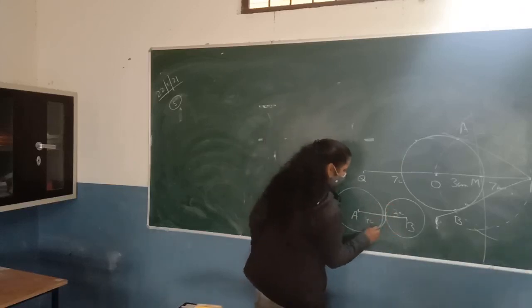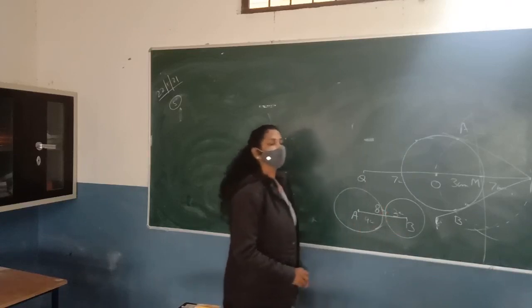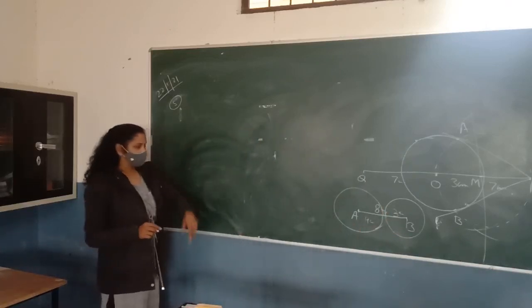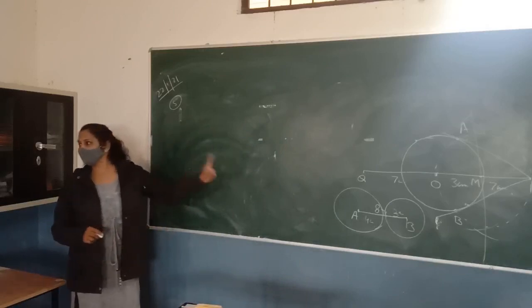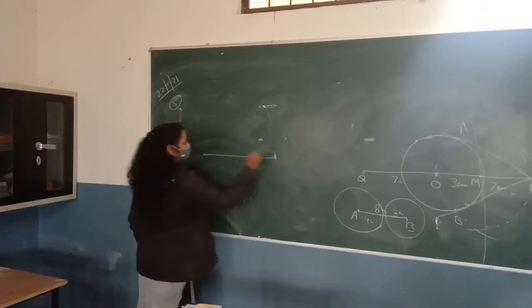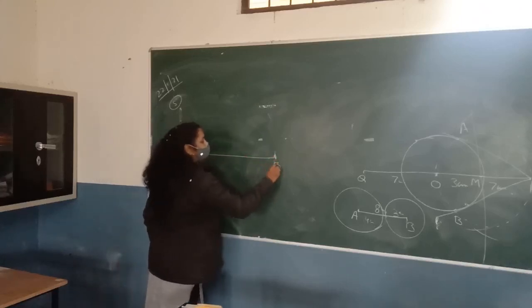Then construct tangents to each circle from the center. First, sit down. First, draw the line segment AB of 8 cm.